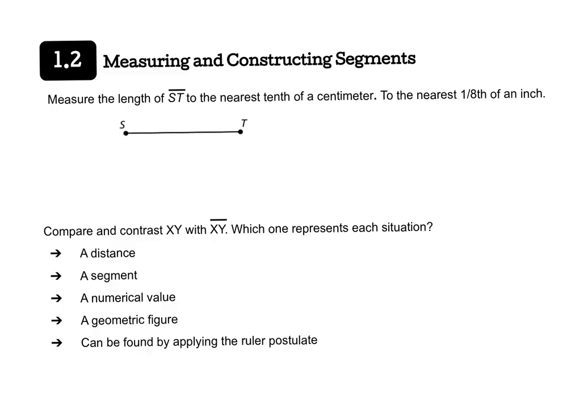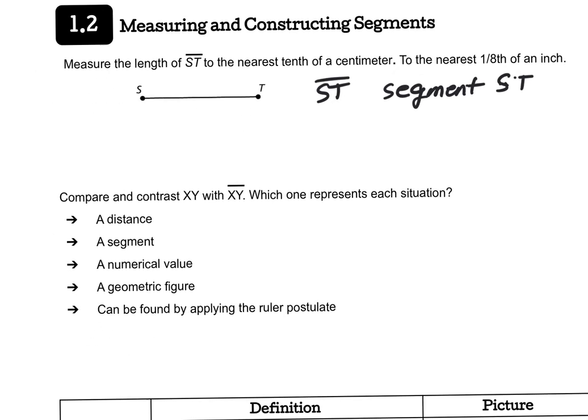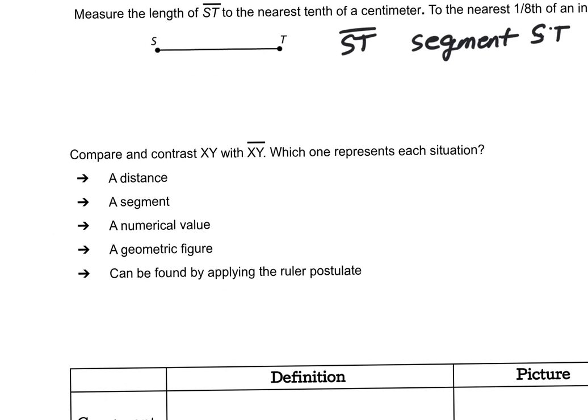I'm not going to talk necessarily about what the length of that one is right now, since I don't have my ruler up here on me. But when I see ST, the way that we would read this is segment ST. If, and this is going to be the part that's a little bit different, okay? If I see XY with no symbol above it, that is different than XY with a symbol above it. So we're going to read that differently, and it means different things, okay?